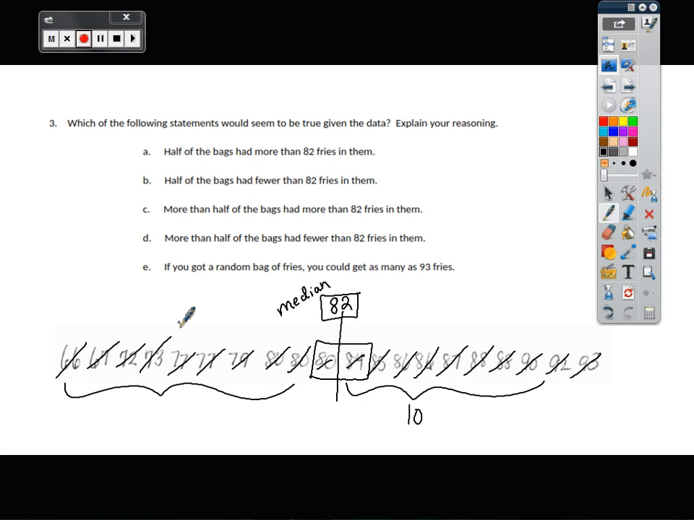So half of the bags had more than 82 fries in them. True. Half of the bags had fewer than 82. True. More than half of the bags had more than 82. False. More than half had fewer. False. If you get a random bag of fries, you could get as many as 93. Well, 93 is in our data set, so I'm going to say that is true.